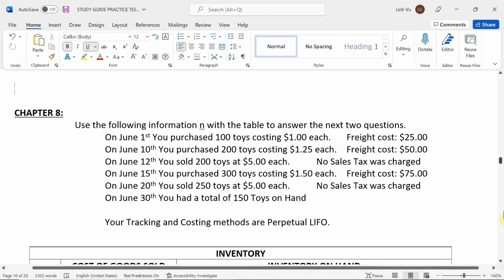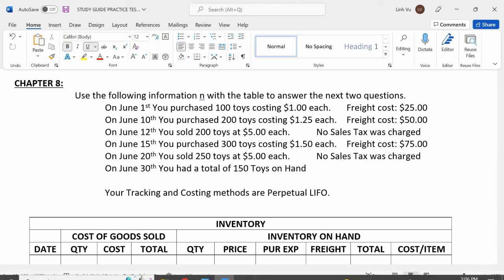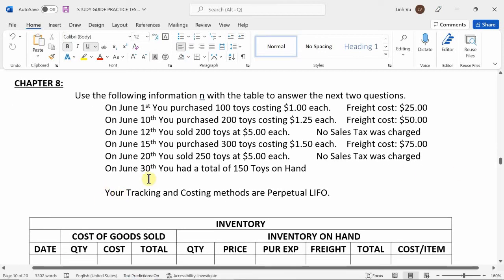So chapter 8, here we go. It says use the following information with the table to answer the next two questions. Once again, the most important thing that you need to know here is right here: the tracking and costing method are perpetual and it's LIFO. So that means last in, first out.